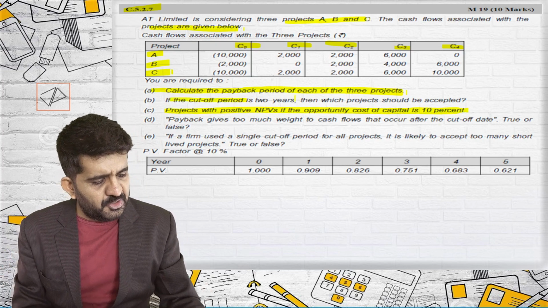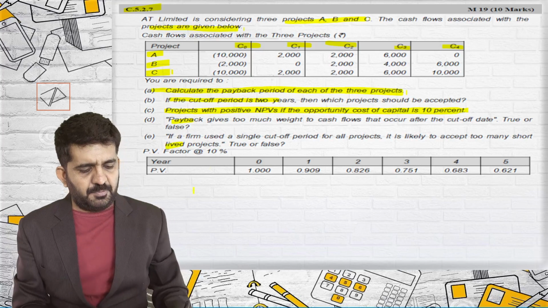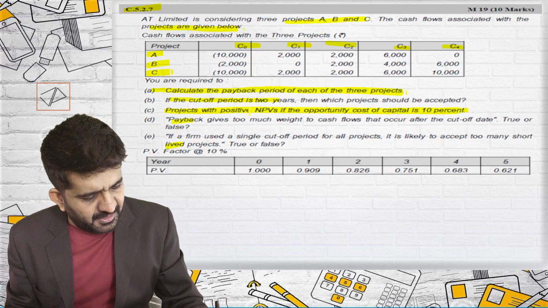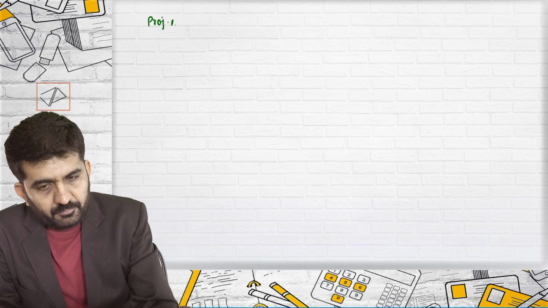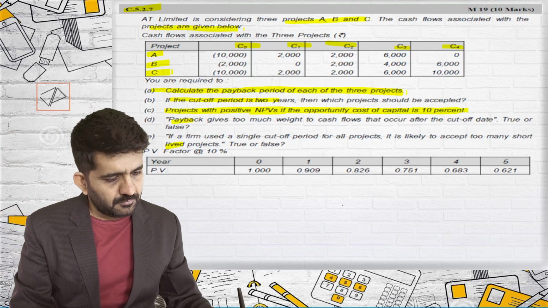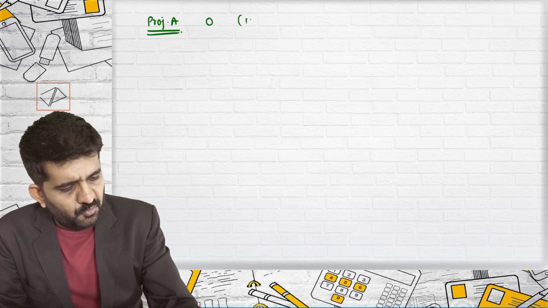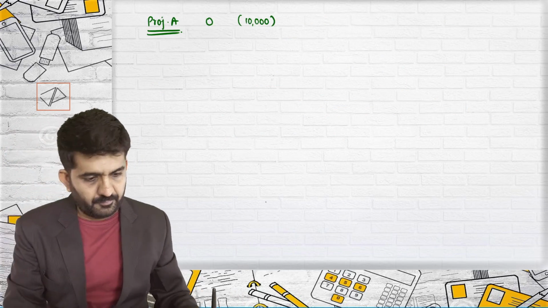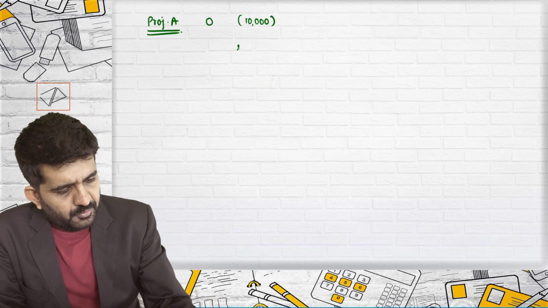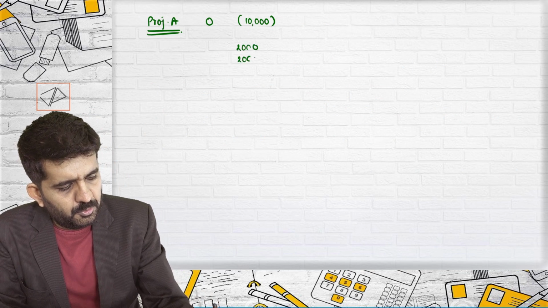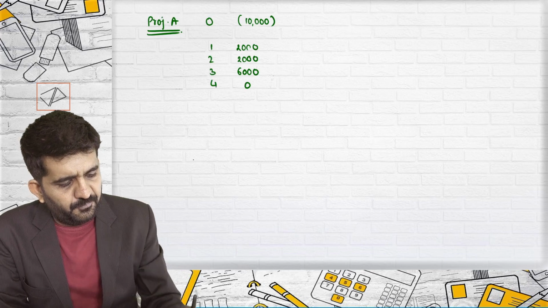If the cutoff period is 2 years, this I'll explain you. This and this I'll explain you. First, let us find out payback period and NPV. So first, I'll be finding out simple payback period of project A. Project A, what are the cash flows? Today, there is a cash outflow of 10,000. Then 2,000, 2,000, 6,000, 0. Years 1, 2, 3, 4.